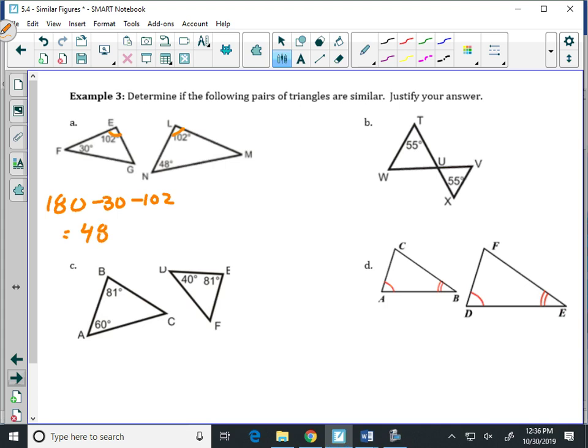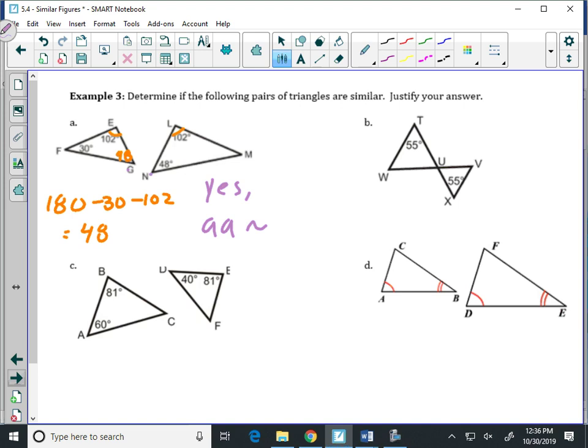Now, do we have two angles that are the same? Do we need to do any more math? No. N is 48, G is 48. We have two angles that are the same. So what can we conclude without having to do any more work? What do we know about these triangles? They're similar. So yes, they're similar because of angle-angle similarity. We have two angles that are the same in each triangle.